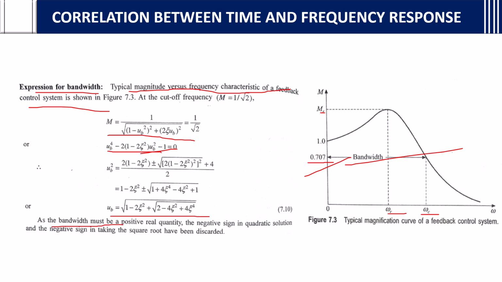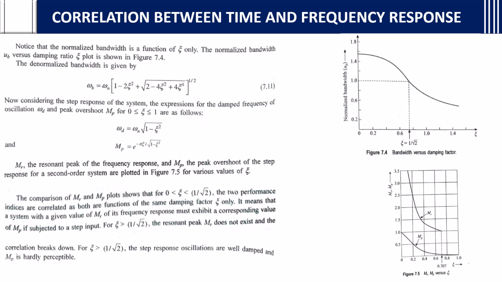Then as the bandwidth must be a positive real quantity, the negative sign in the quadratic solution and the negative sign in taking the square root have been discarded. Then notice that the normalized bandwidth is a function of xi only. The normalized bandwidth u_b versus damping ratio xi plot is shown in Figure 4. This is damping and this is normalized bandwidth. So the denormalized bandwidth is given by this equation.